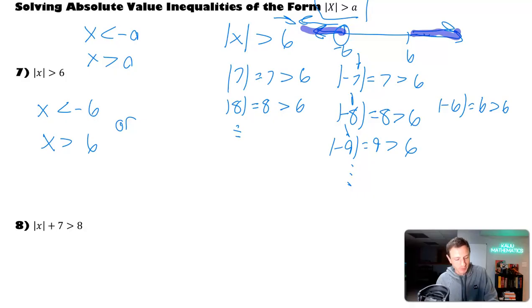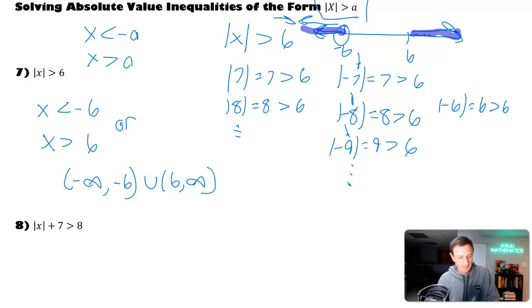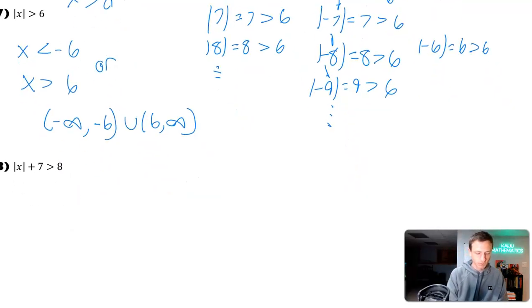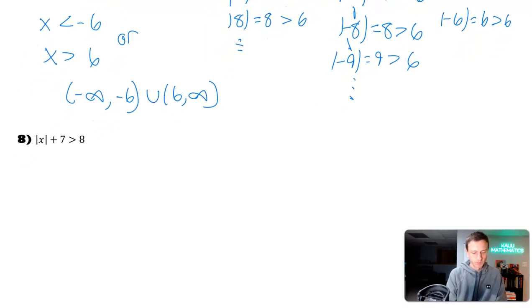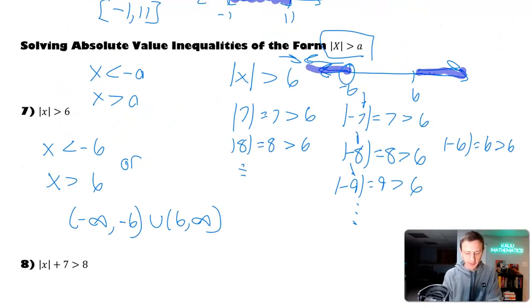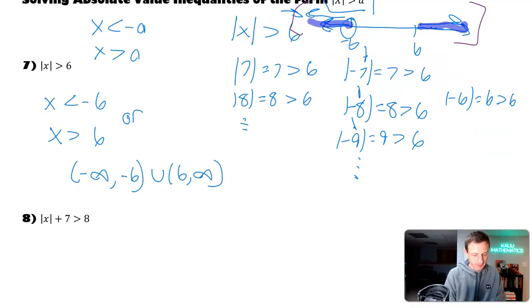So the interval would be from -infinity to -6, unioned with 6 to infinity. And the graph is this line right here that I made right there.